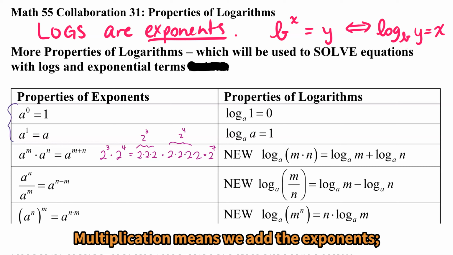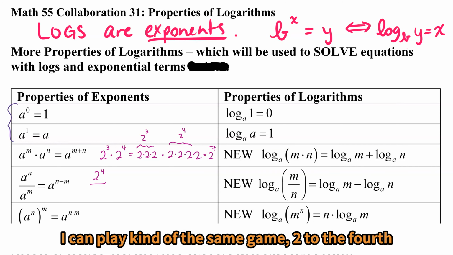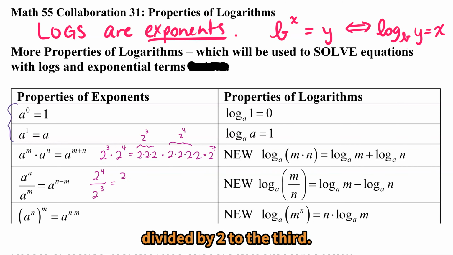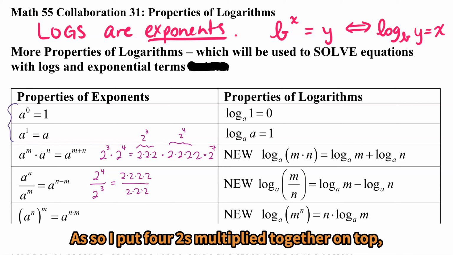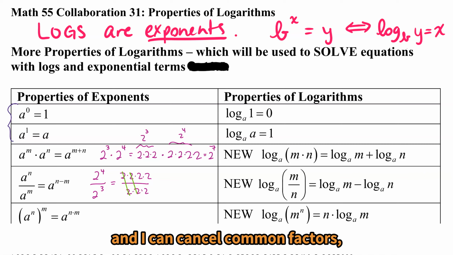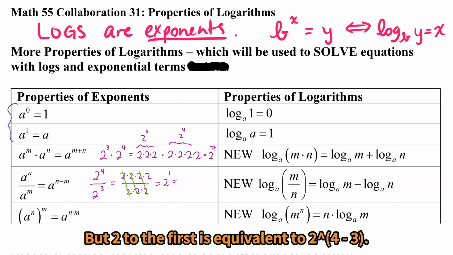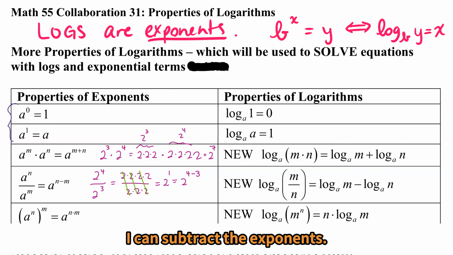Multiplication means we add the exponents. Division means we subtract the exponents. I can play kind of the same game, 2 to the 4th divided by 2 to the 3rd. And so I put 4 2's multiplied together on top, 3 2's multiplied together on the bottom, and I can cancel common factors, and I'm left with 2 to the 1st. But 2 to the 1st is equivalent to 2 to the power 4 minus 3. I can subtract the exponents.